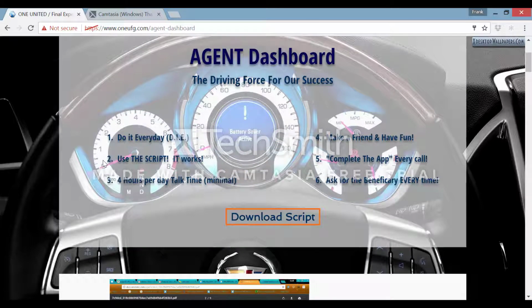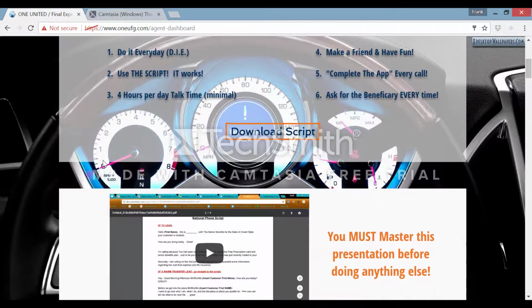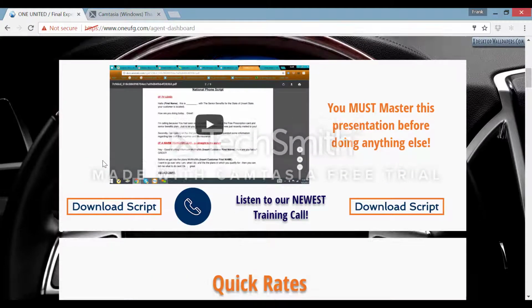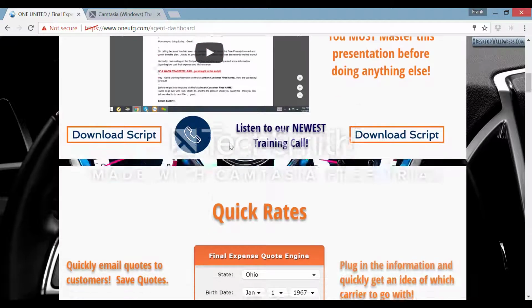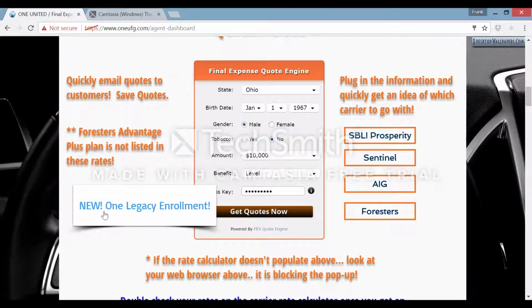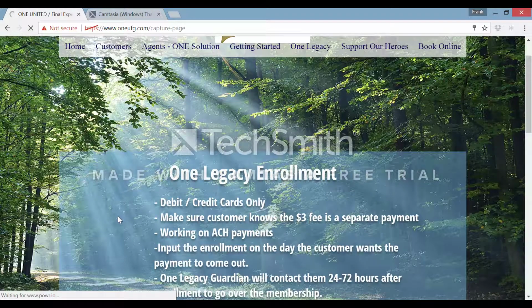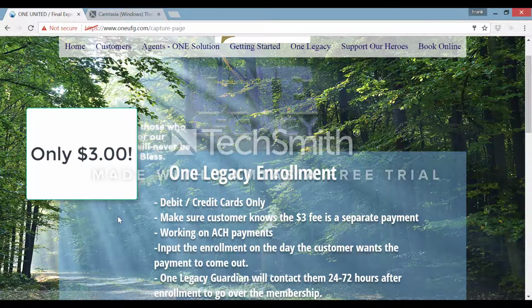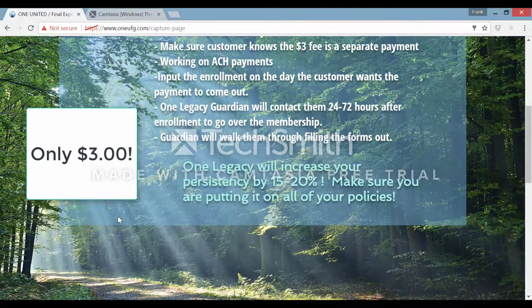It's ever changing, so make sure that you come in here and get familiar with it, and look for changes on here. It doesn't change every day, but we'll try to notify you of those with pop-ups just like this. As of this week, we have a new One Legacy enrollment, so once you click on that tab, it'll take you right over to it, and here you can log your customers into One Legacy yourself.